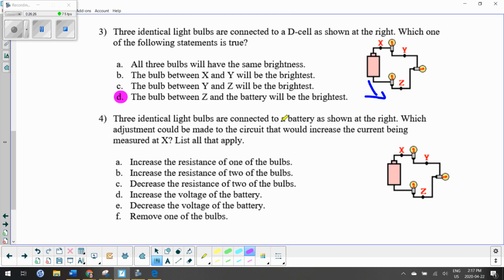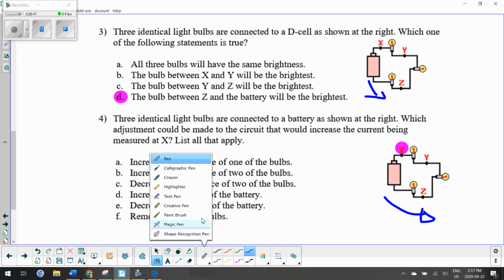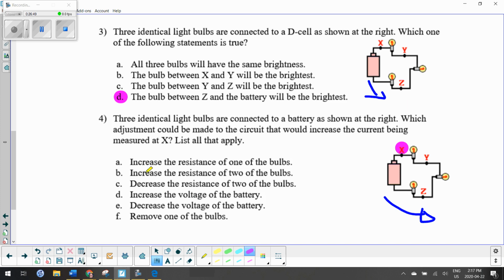Number 4, 3 identical bulbs are connected to a battery to the right. Which of the adjustments could be made that would increase the current being measured at X? So we want to look to increase current there. Again, electricity flows from the negative terminal around. This one you can pick more than one answer.